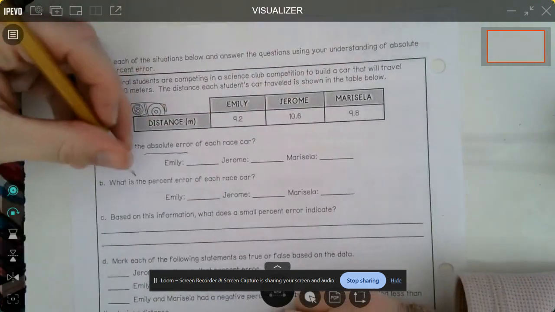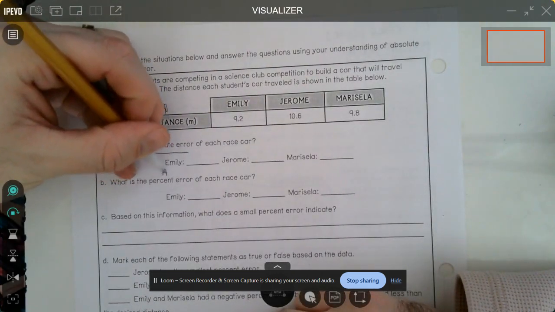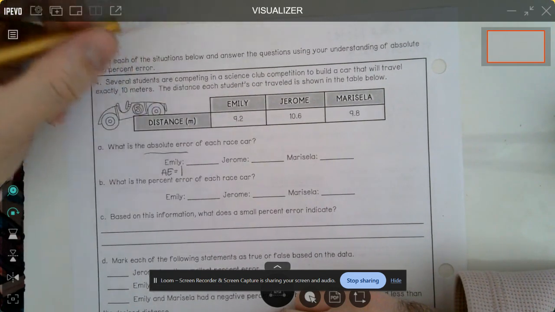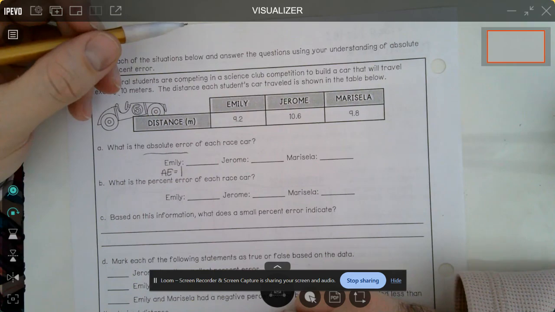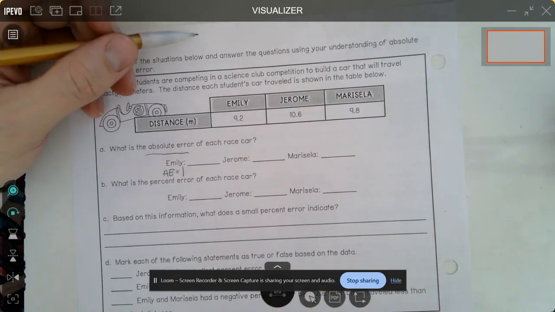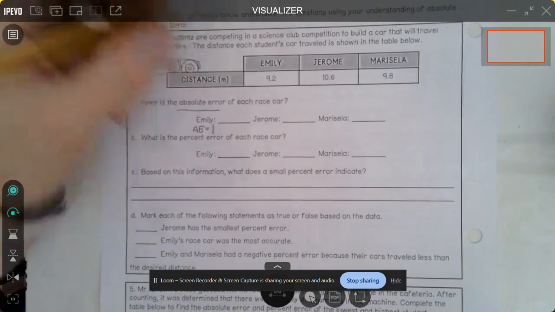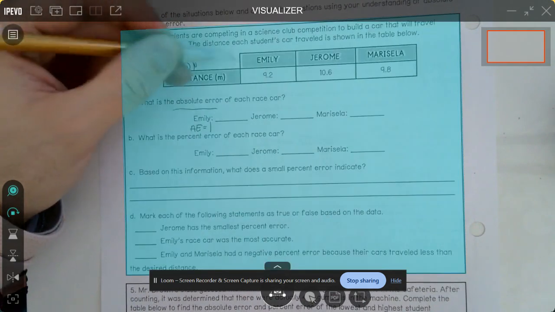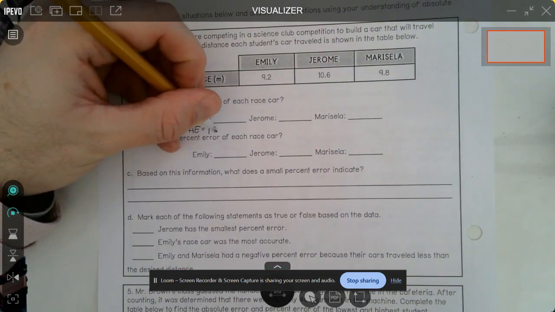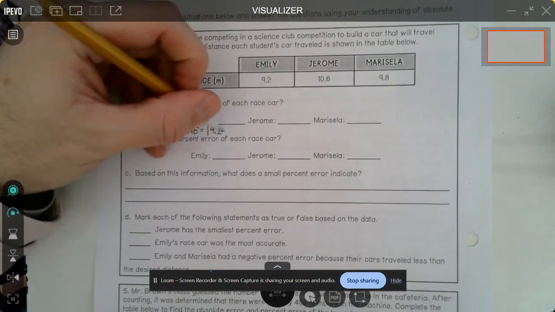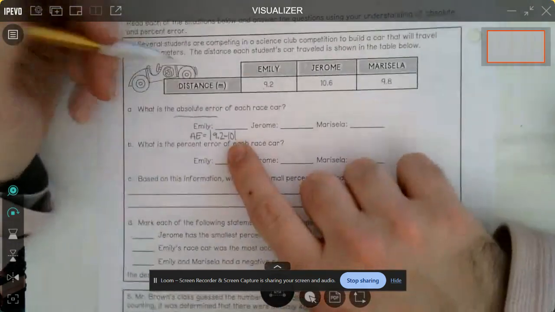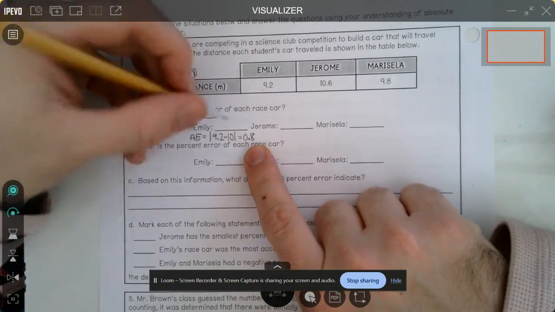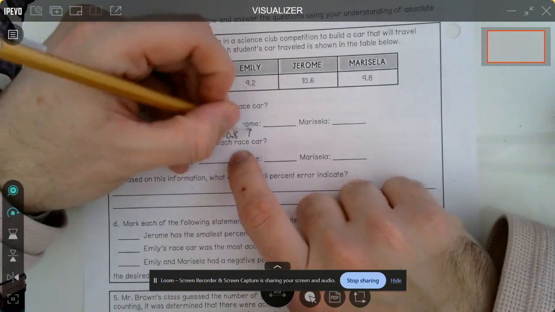For Emily, your AE is going to be the absolute value of the approximate minus the exact. The expected amount is 10 meters, so 10 is going to be my exact. Our approximate here is what each car traveled, which is 9.2 for Emily, minus 10. You get 0.8 as the absolute value. So 0.8 for Emily.